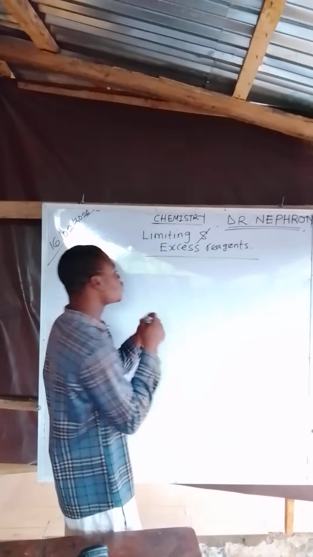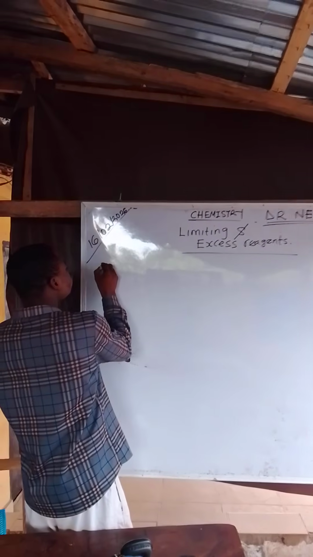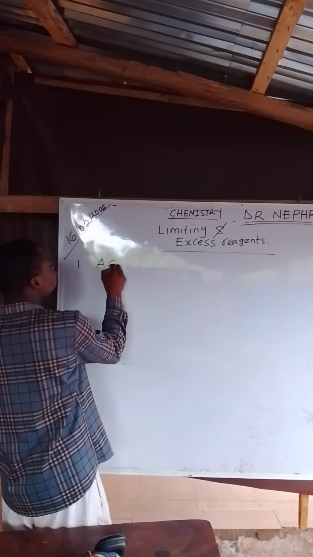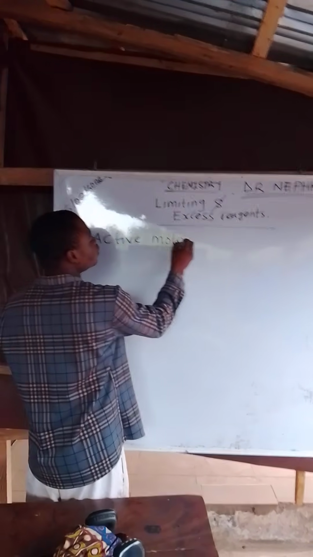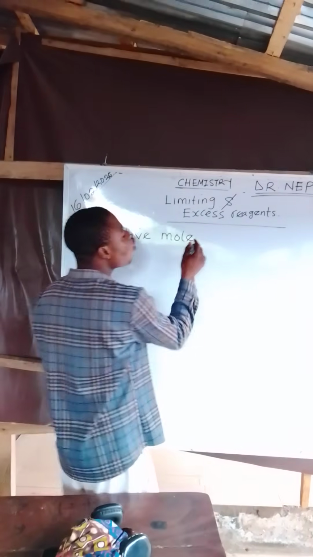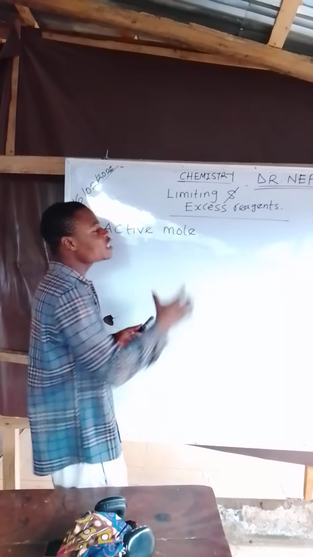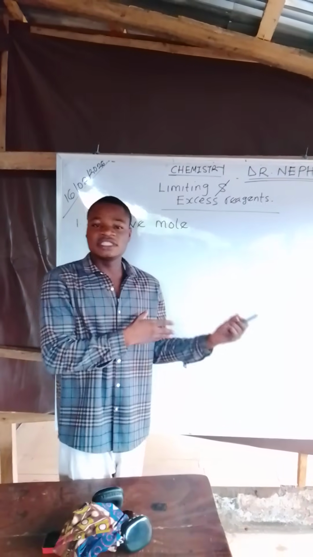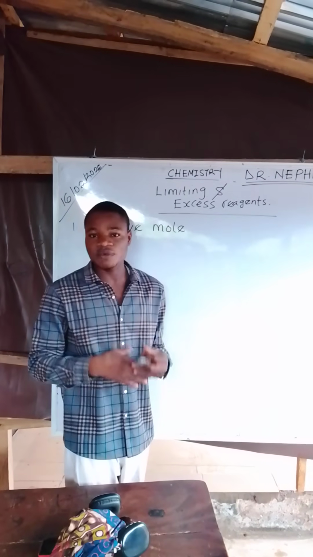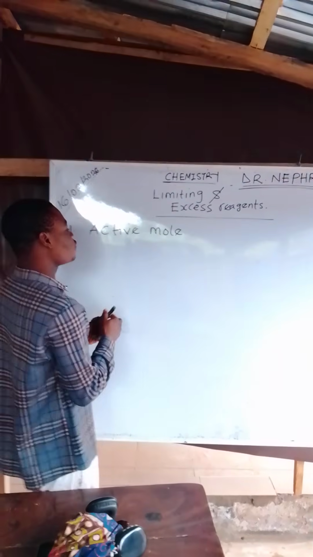Now, the first thing is to know what is called the active mole. Active mole is very, very important. Without this active mole, we can never indicate whether the reagent is limiting or excess. Now, what's the formula for active mole?